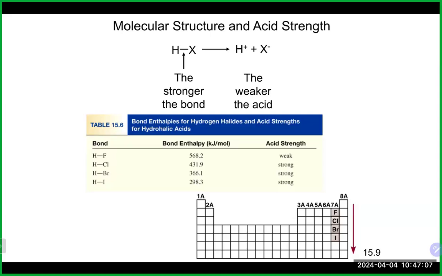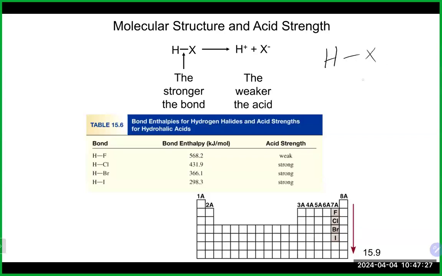All the bonds you break minus all the bonds you make, and the difference is the delta H of the reaction based on bond energy or enthalpy. And it's actually bond strength that we look at. And the stronger the bond strength, the weaker the acid is. And that is because you just logically think about it.